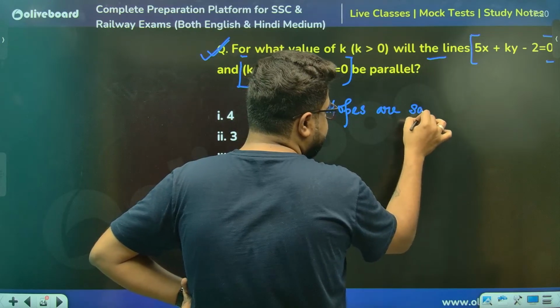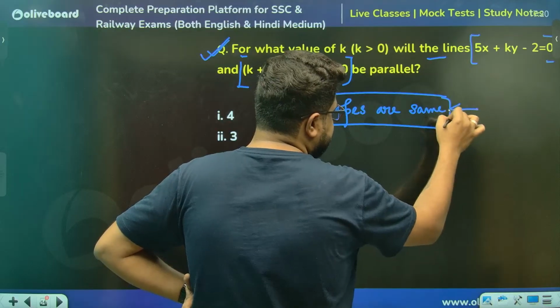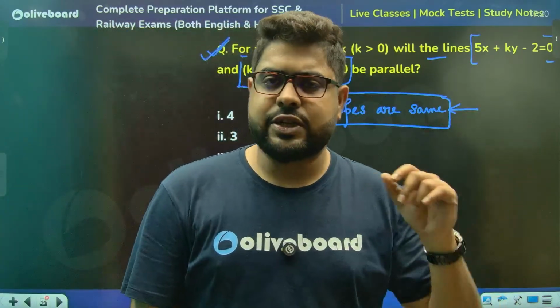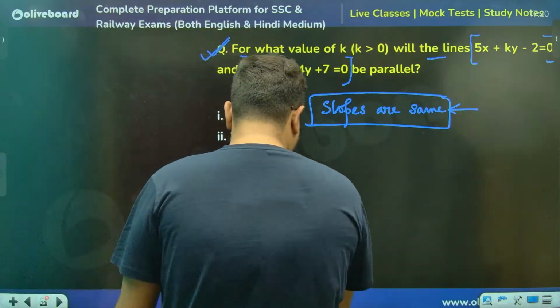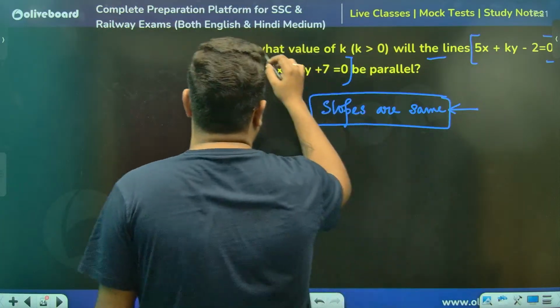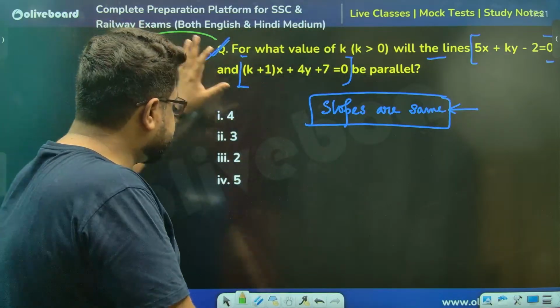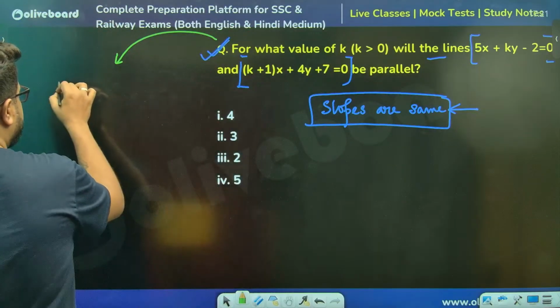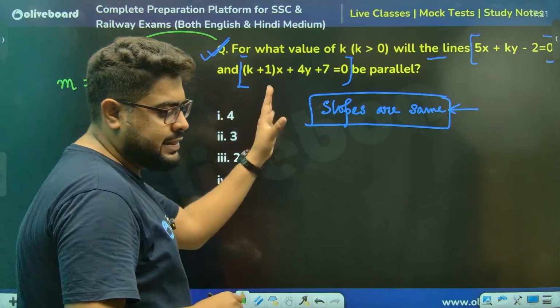Now you will say, sir, what is slope? Now again, slope is actually tan theta, where theta is the angle made with the positive direction of x-axis. But again, let's not get into that much trouble. Many people will say, sir, what are you saying? Don't get into that. Let's understand it in a better manner. Slope, how to figure out slope? Slope is m. We write down the slope. Slope is tan theta and stuff.